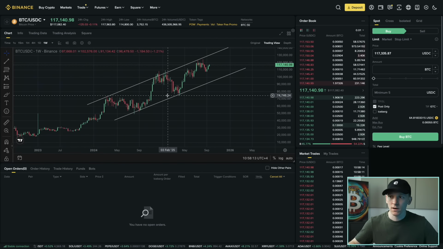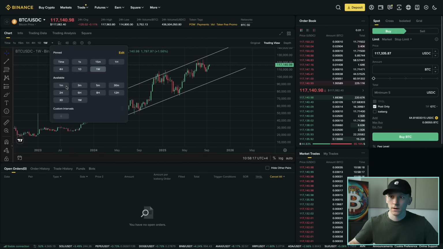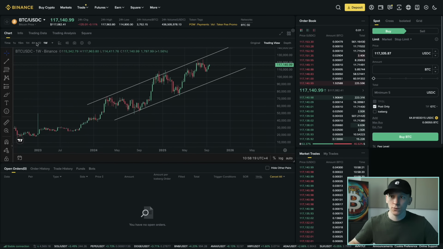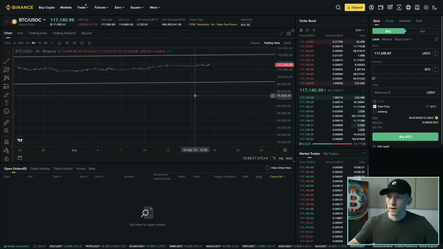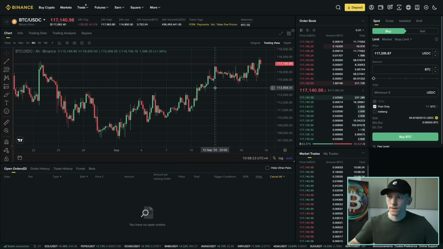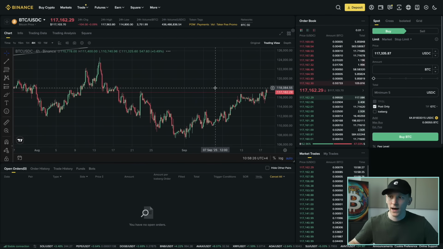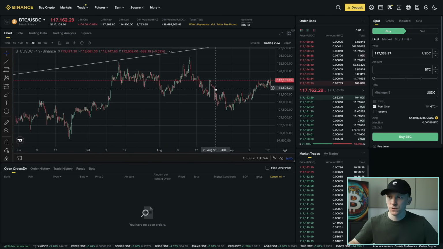Now, if you want to change this time horizon as well, you can do. So you come up here, this drop down shows that you can change the time horizon here. So I'm going to go to a 4-hour candlestick chart, press right click and reset. These candlesticks now are 4-hour time frames. That's better for short-term trading.